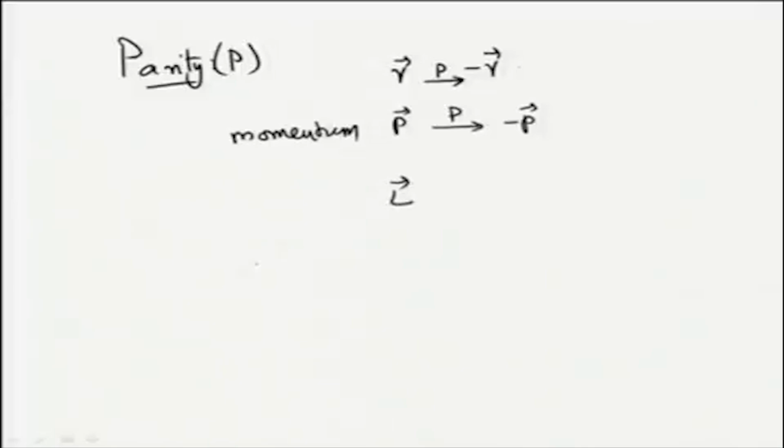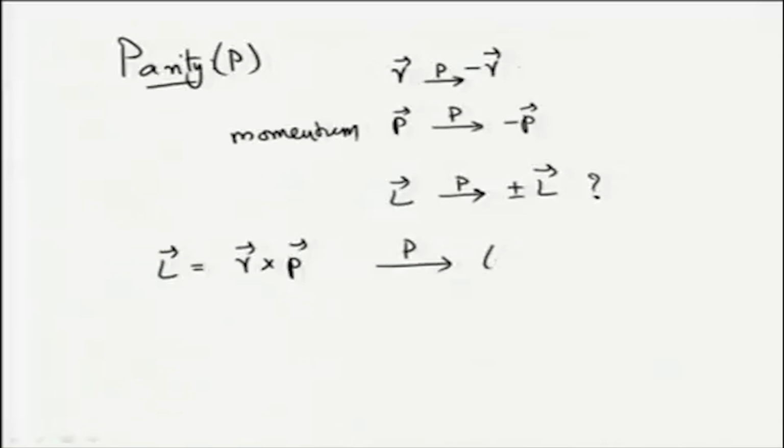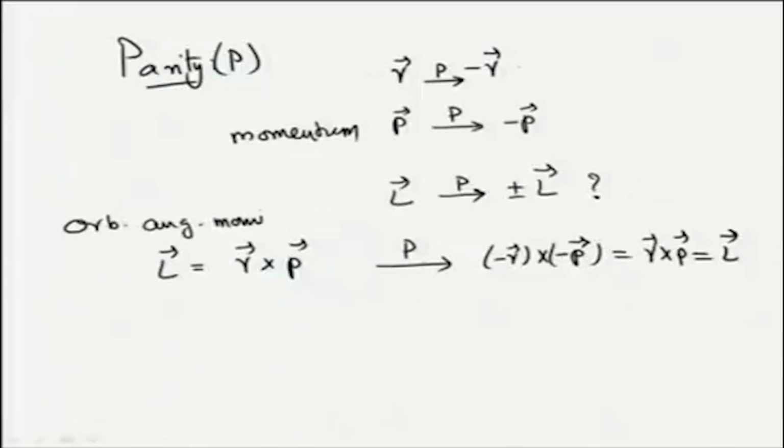Whereas, if you look at the angular momentum, that goes to what? Remember, L, the orbital angular momentum, is R cross P. Both R and P change sign. So, it goes to minus R cross minus P, which is equal to plus R cross P. So, it is equal to L. So, this is the orbital angular momentum.